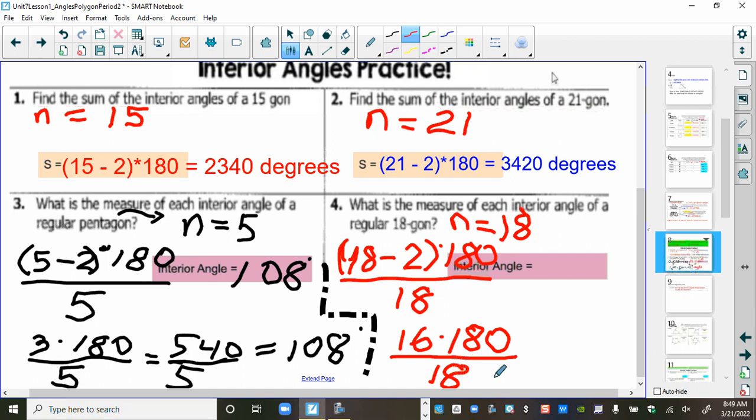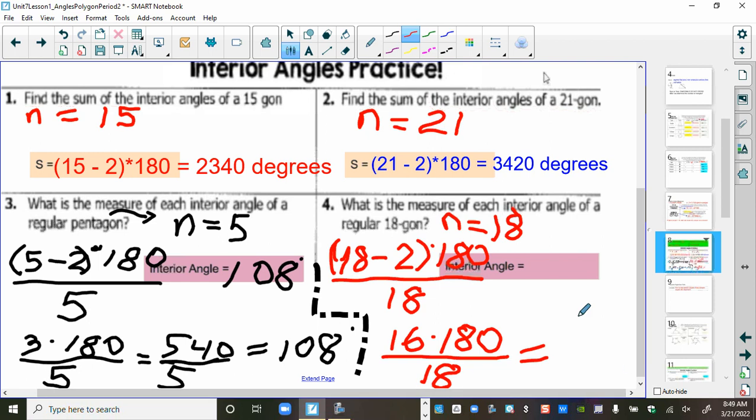And what do we get here? 16 times 180 is 2,880. All right, and then what do we divide that by? 18. Then you get 160. So this whole thing in the end becomes 160.